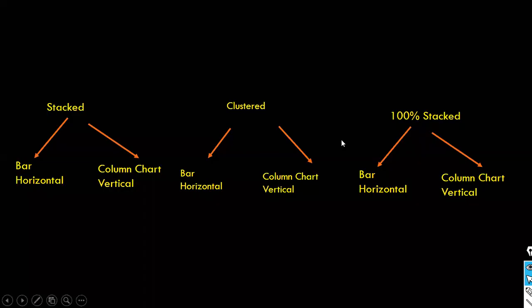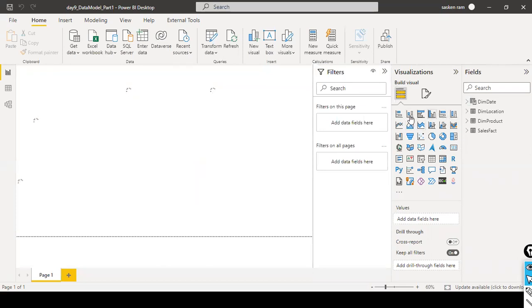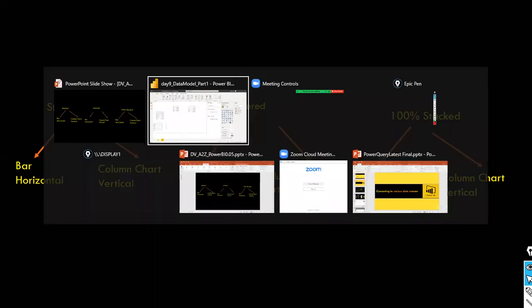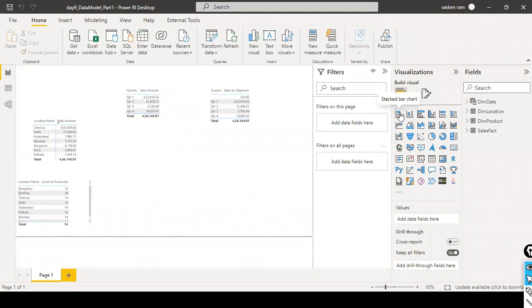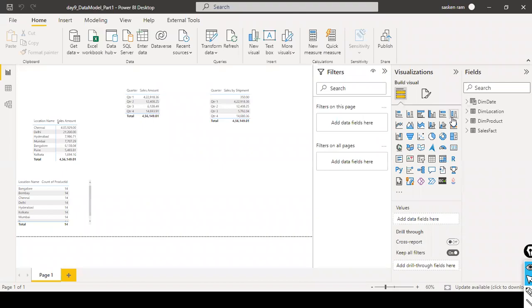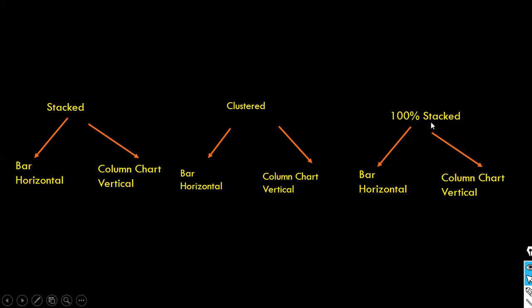I have categorized these 6 charts under 3 categories. One is the stacked chart, another is the clustered chart, and the third is the 100% stacked chart. In each category, both the bar and column charts are available. Look here, this is your bar chart, this is the column chart, but these two fall under stacked chart, these two fall under clustered chart, and these two fall under 100% stacked chart.